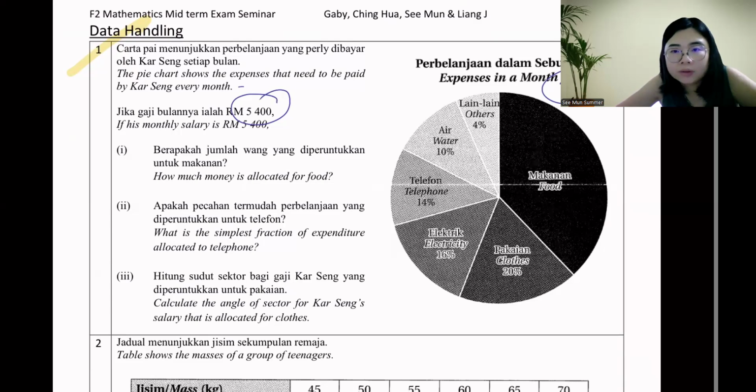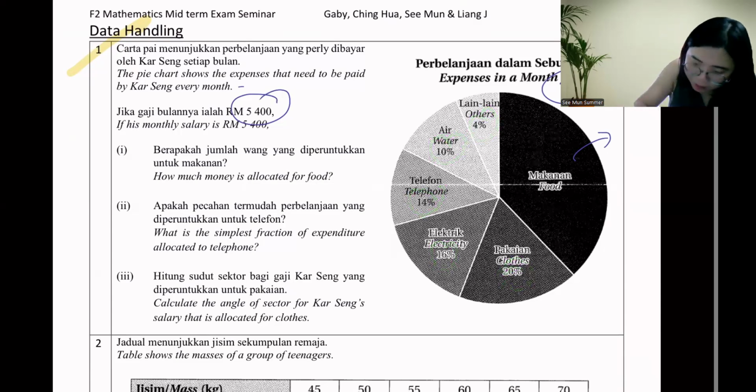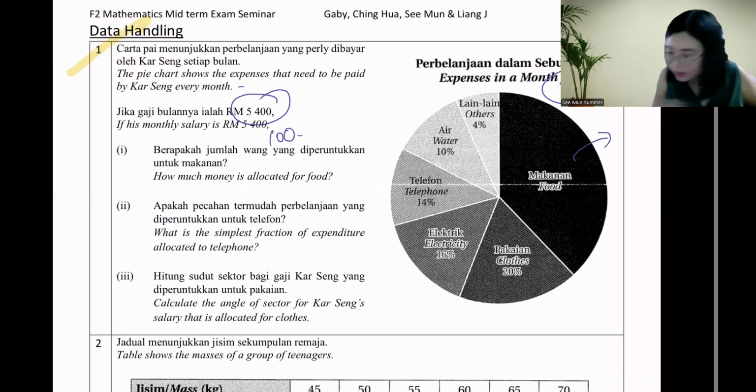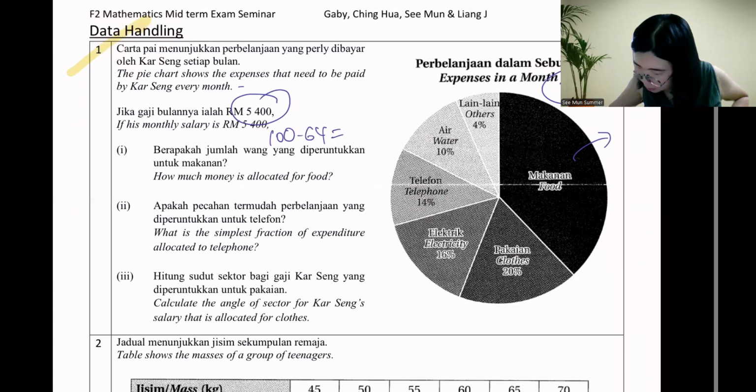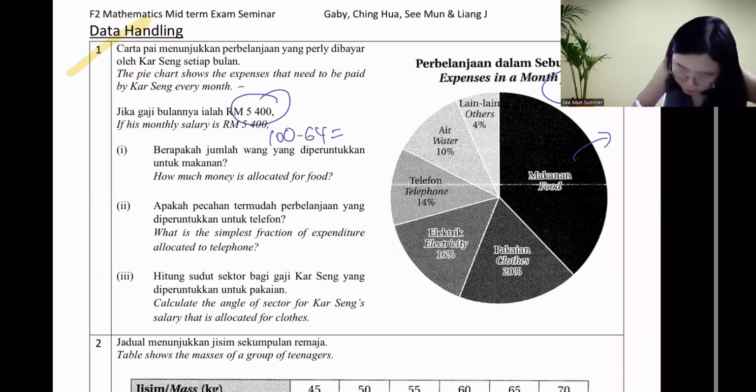They didn't say how much, so how do I find it? They didn't give us the percentage. But you see, the others are 4%, 10%, 14%, 16%, 20%. So I just subtract from 100. 100 minus everything equals how many percent? 64, right? And then 100 minus 64% is 36%.